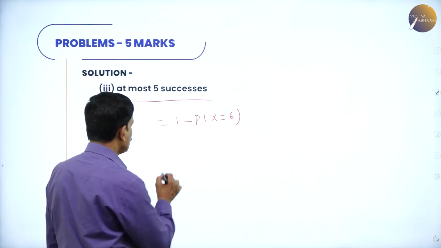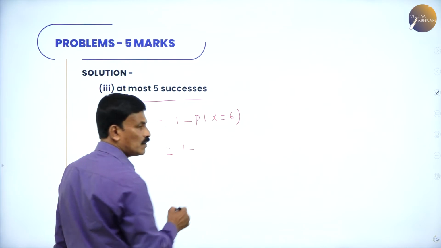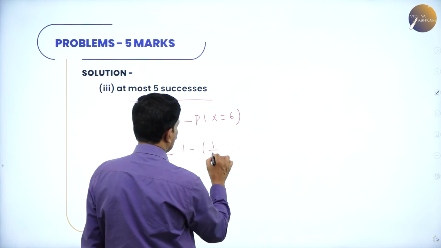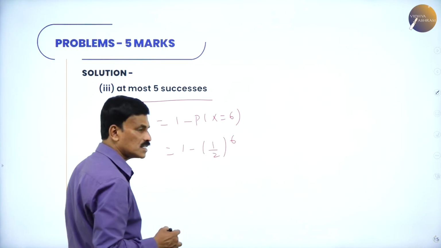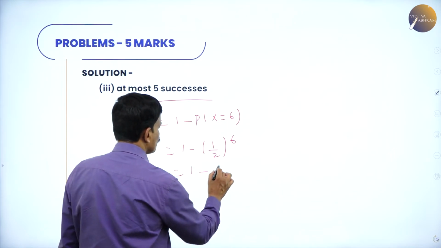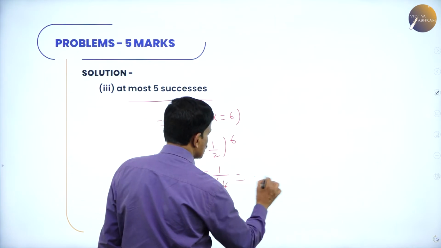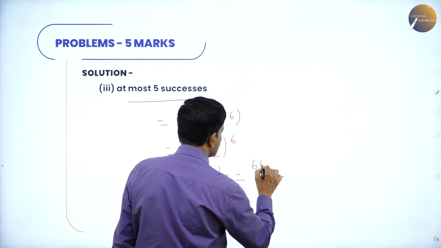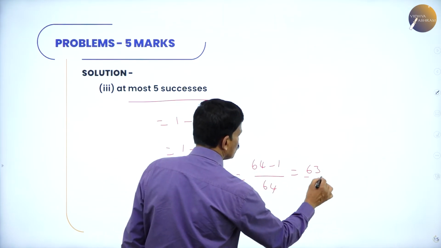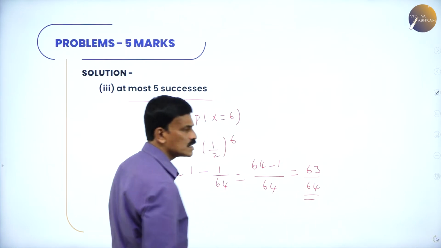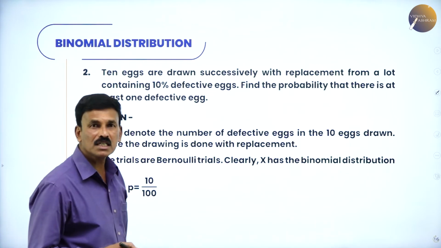So that is nothing but 1 minus P of x is equal to 6, which means 1 by 2 to the power of 6. That's all. This is 1 minus 1 divided by 2 to the power 6, which is 64. Take LCM, 64 is the LCM. 64 minus 1 is equal to 63 divided by 64. That's it. Now let us come to the next problem.